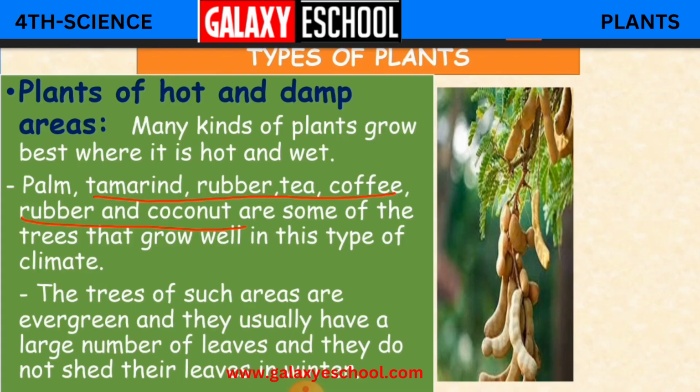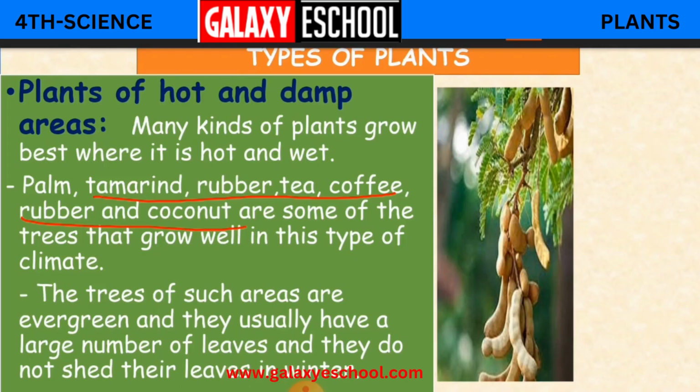Earlier, what did we learn? That some trees in cold regions shed their leaves in winter to protect themselves from the cold. Here, these trees do not shed. They are also evergreen and they like to live in hot and damp areas. So these are another type of plants, children.